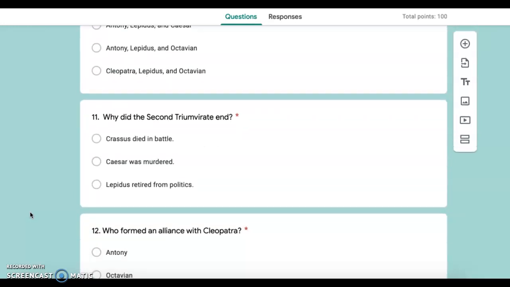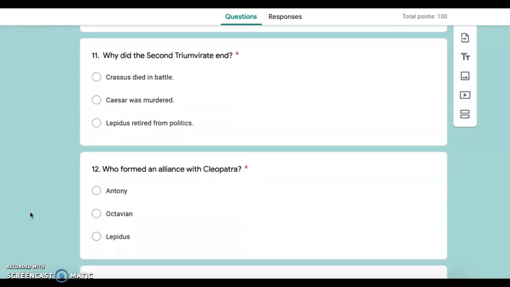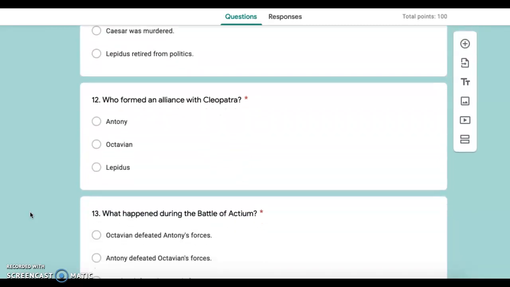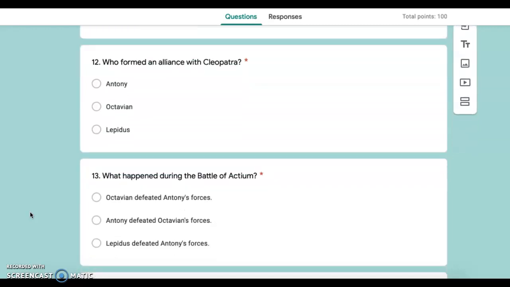Number 11. Why did the second triumvirate end? Crassus died in battle, Caesar was murdered, or Lepidus retired from politics? Number 12. Who formed an alliance with Cleopatra? Antony, Octavian, or Lepidus?